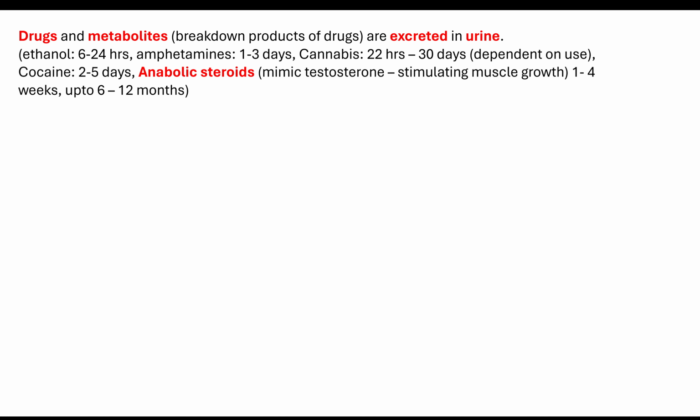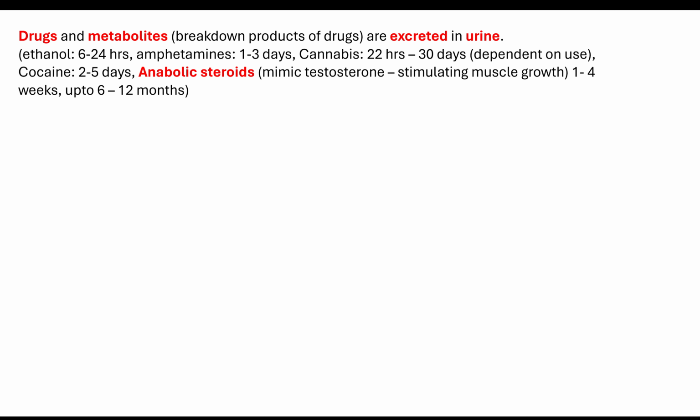Now, depending on how long ago those drugs were taken, depends on how much they are able to identify those drugs. So ethanol, 6 to 24 hours, you've got amphetamines, cannabis, you've got anabolic steroids. Now, this is the one that they will potentially ask you for in the exam. Now, anabolic steroids mimic testosterone. Testosterone stimulates muscle growth, so it's very fascinating that anabolic steroids can actually be present from 1 to 4 weeks, or depending on the concentration, all the way up to 12 months after it has been taken.